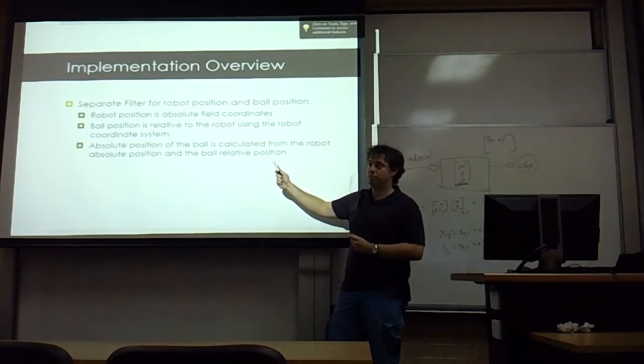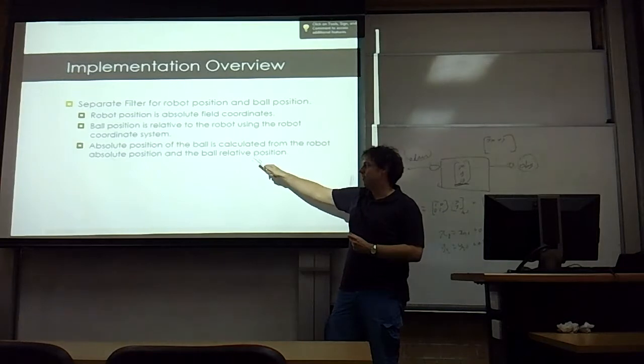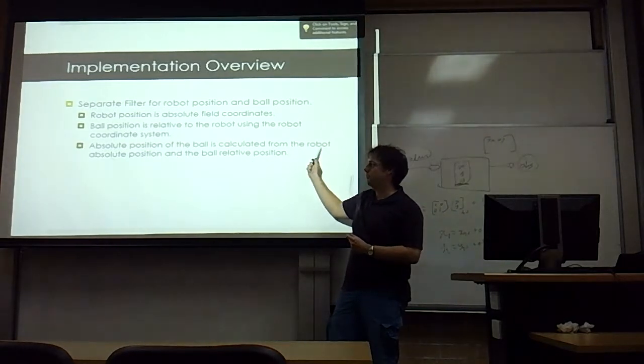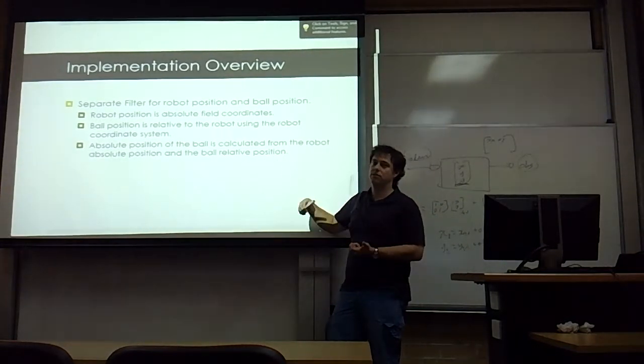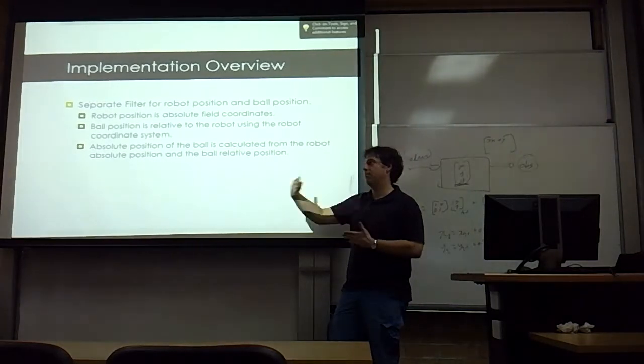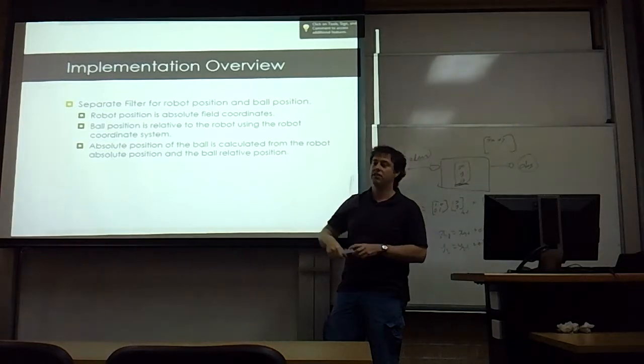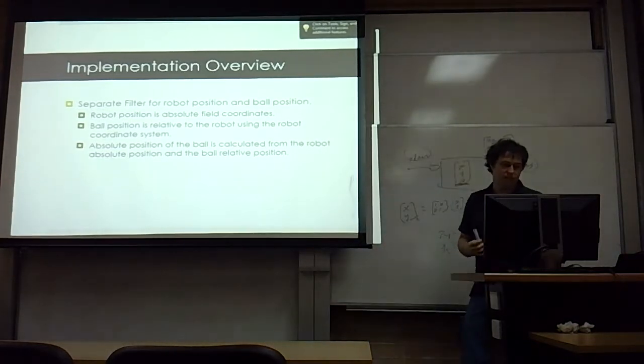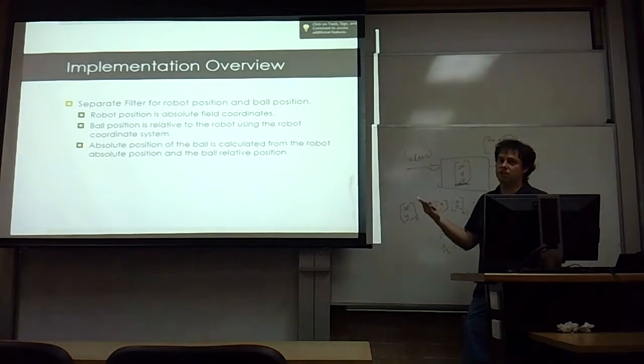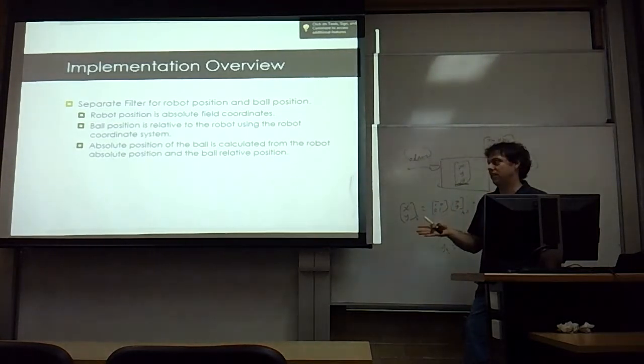And so the absolute position of the ball is calculated from the robot model and the ball model. If the robot thinks the ball is in front of it, then whichever way it's facing, the ball will be that far in front of it in that direction. That works a bit better, because when the robot changes its estimated position, it moves the ball with it. And generally, whenever you're seeing the ball, it's relative to the robot anyway.